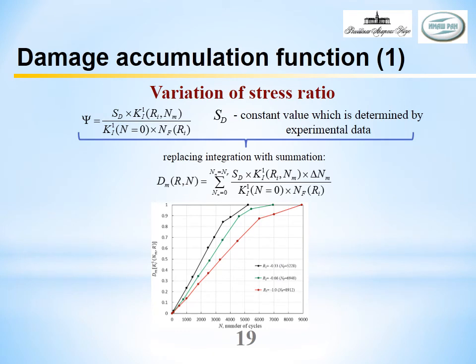These slides present the effect of stress ratio on damage accumulation function. I'd like to draw your attention to the following. The experimental curves contain measurement points that correspond to damage function 0.84, 0.89, and 0.87 of accumulated damage for various stress ratios.